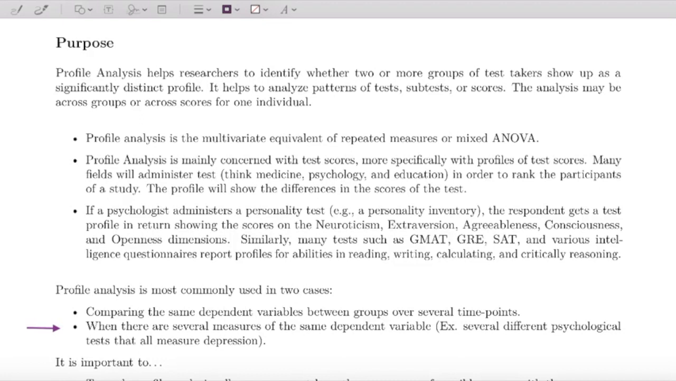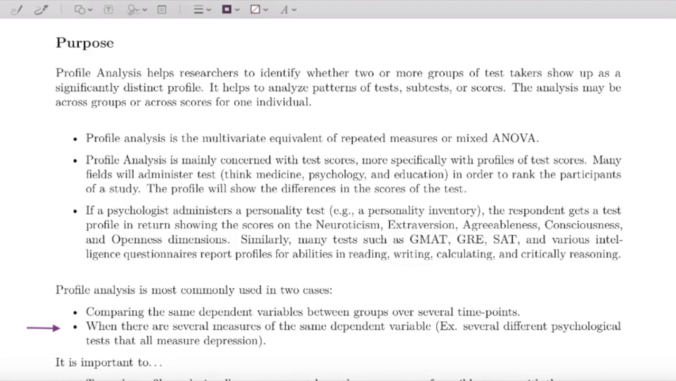So profile analysis is the multivariate equivalent to repeated measures or a mixed ANOVA. It's mostly concerned with test scores. So in whatever field where they have to do a test, they're going to rank the participants, and they rank them by finding the differences. And then we plot the trajectory and we see how the different groups are doing in that particular test. You can do it with inventories, for example, the Big Five.